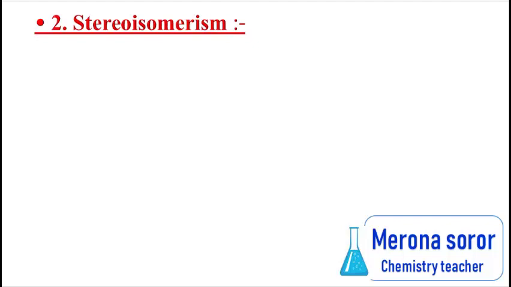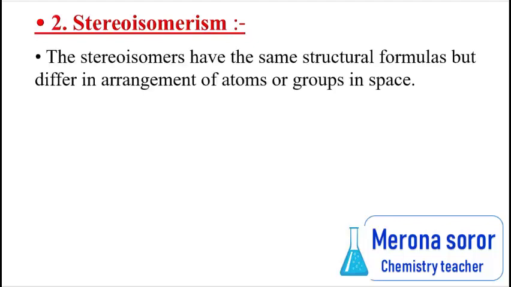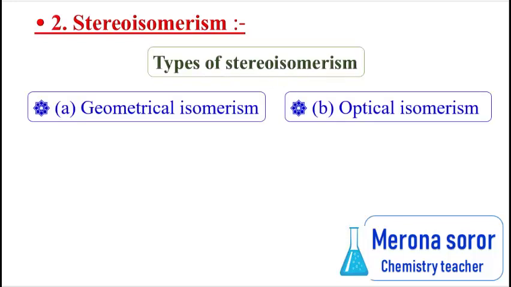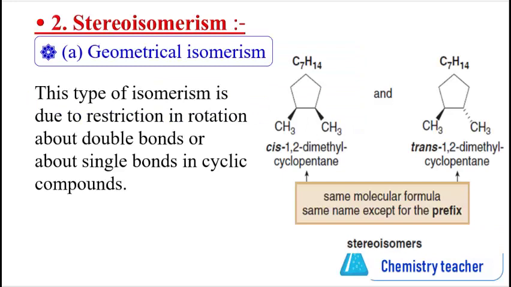Number 2, stereoisomerism. Stereoisomers have the same structural formula but differ in the arrangement of atoms or groups in space. Types of stereoisomerism: geometrical isomerism, optical isomerism. Geometrical isomerism. This type of isomerism is due to the restriction in rotation about a double bond or about a single bond in a cyclic compound.